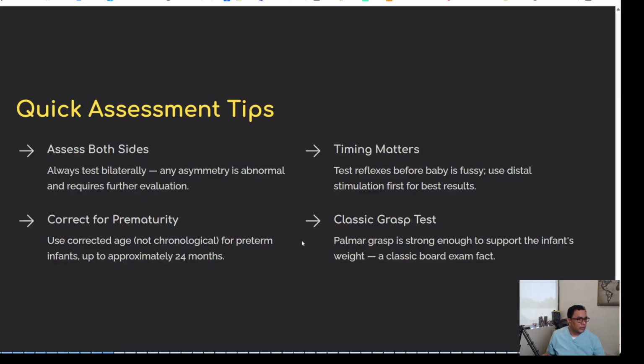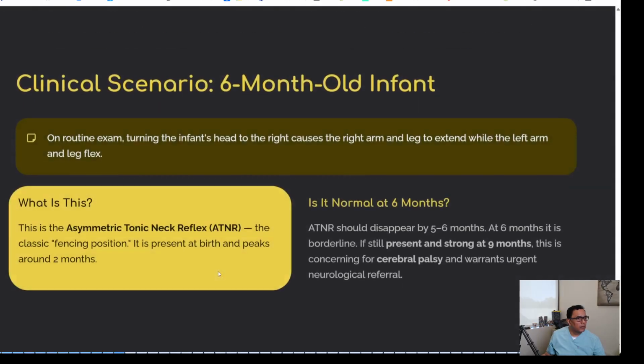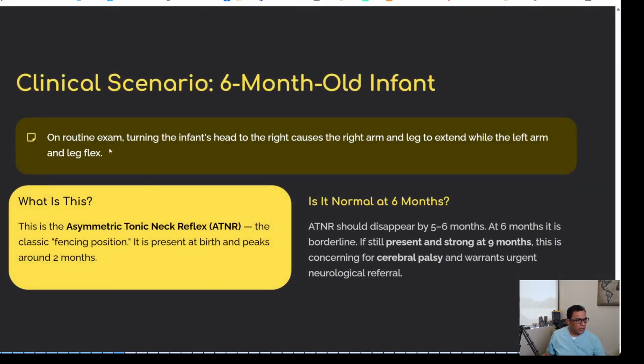Now let's look at some clinical scenarios. On routine exam, turning the infant's head to the right causes the right arm and leg to extend while the left arm and leg flex. What is this? This is the asymmetric tonic neck reflex, the classic fencing position.